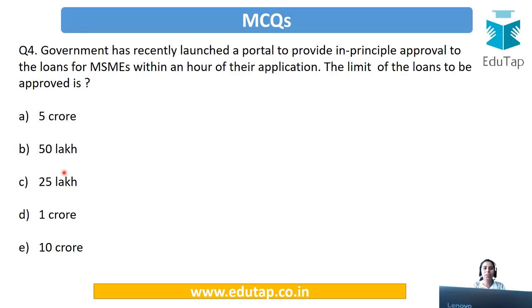Question 4. Government has recently launched a portal to provide in-principle approval to the loans for MSMEs within an hour of their application. Now the question is about the limit of the loans which have to be approved. So your options are here: 5 crore, 50 lakh, 25 lakh, 1 crore or 10 crore. So just try and solve it. Yes, it is 1 crore. We have seen this in our lecture previously.